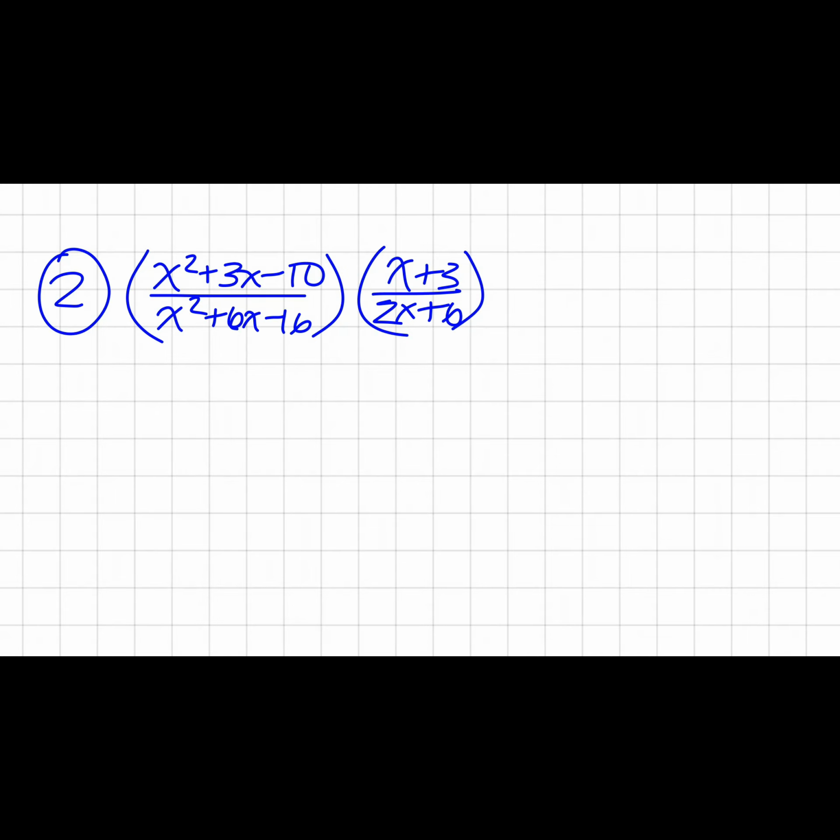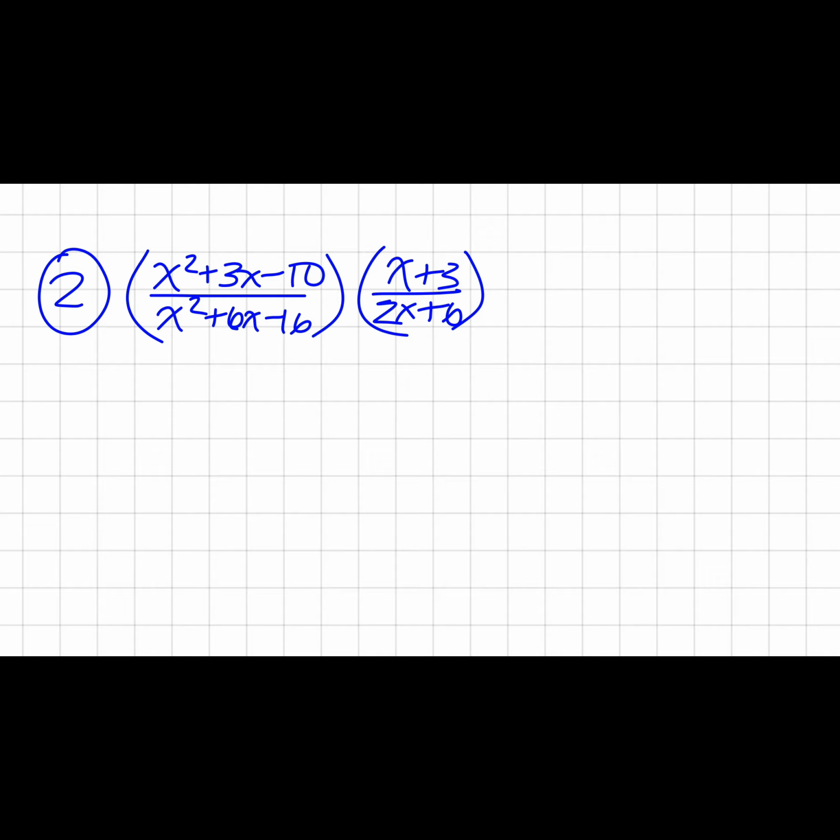Okay, let's take a look at problem number 2. Problem number 2 is the same type of problem as problem 1. It says write an equivalent expression to this expression given that x does not equal 2, x does not equal negative 8, and x does not equal negative 3.